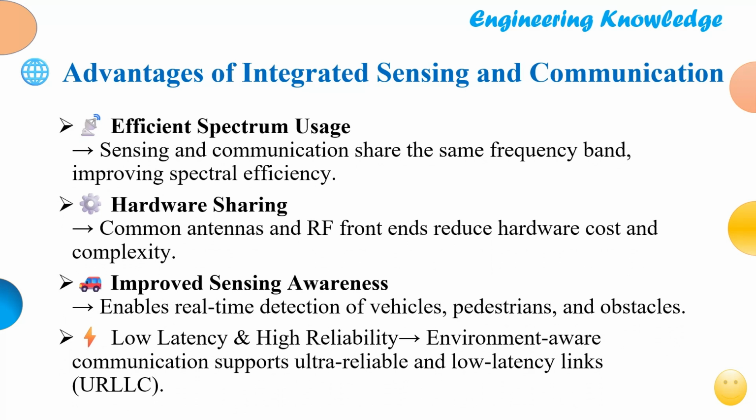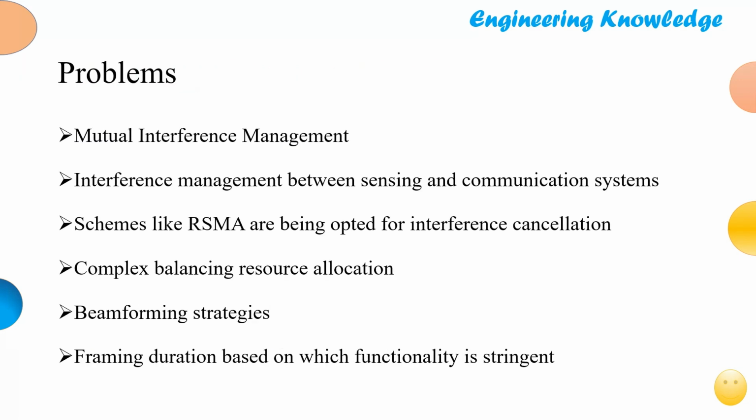You can also achieve low latency and high reliability, because once you sense the environment while you are communicating, you will know about the surroundings in which the signal is being transmitted. 5G and 6G communications require latency to be very small, of the order of microseconds, and reliability to be high. This needs the wireless communication devices and base stations to be aware of the various surrounding features in the near vicinity.